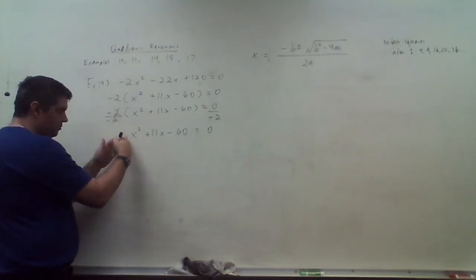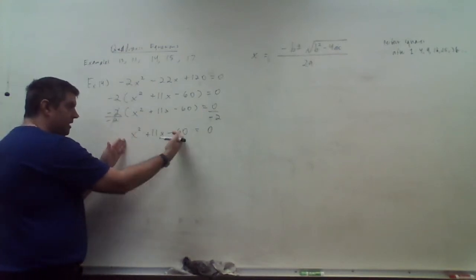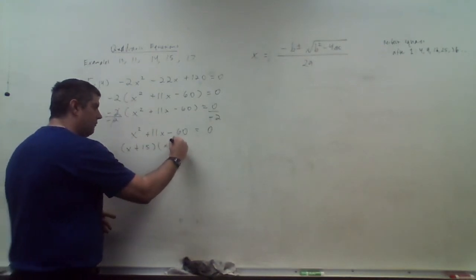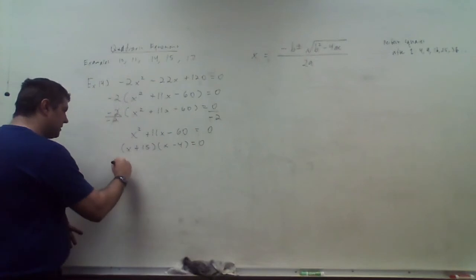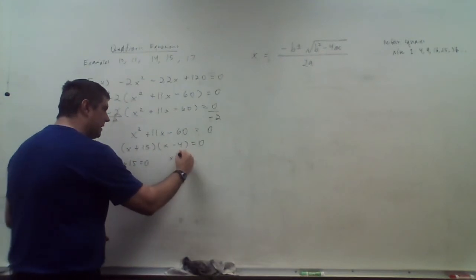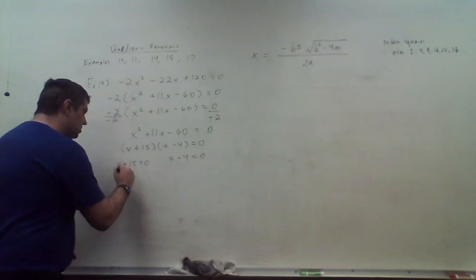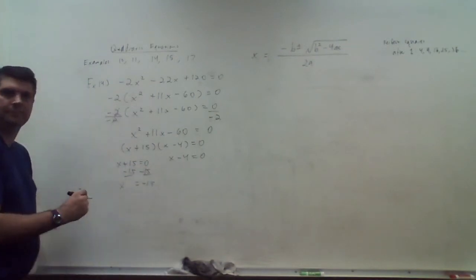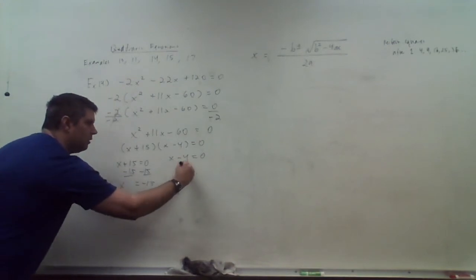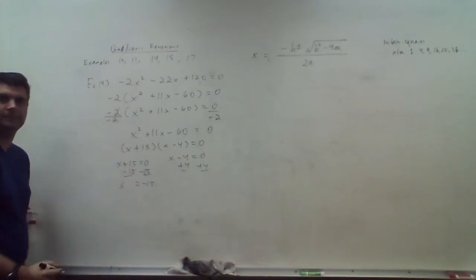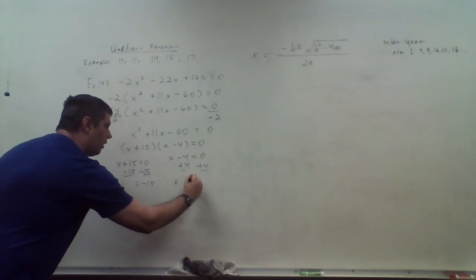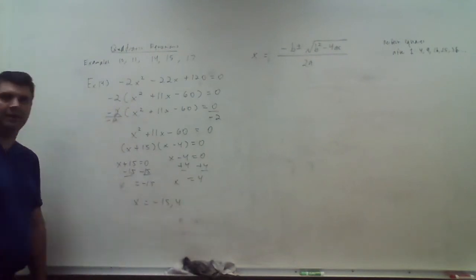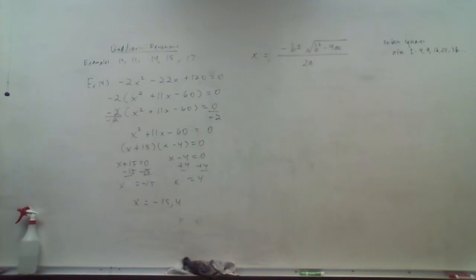So the lead coefficient is 1. Okay, I look for two factors of negative 60 that add to negative 11. They are 15 and negative 4. So, x plus 15 equals 0. x minus 4 equals 0. Subtract your 15, and x equals negative 15. Add your 4, and x equals 4. So in order from least to greatest, x equals negative 15 and 4. Okay?